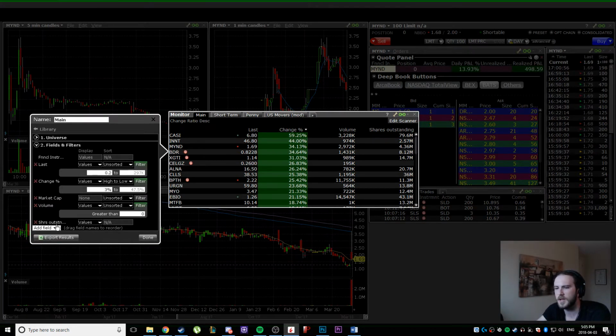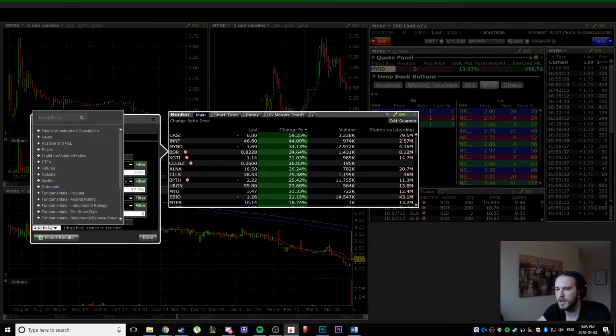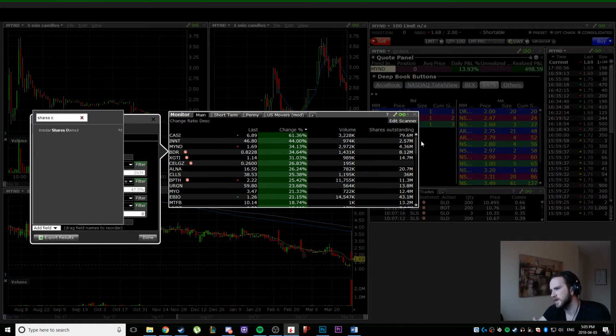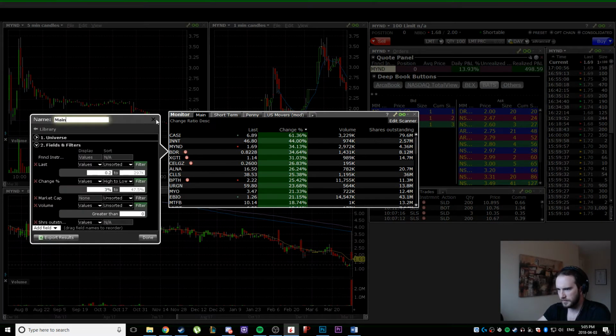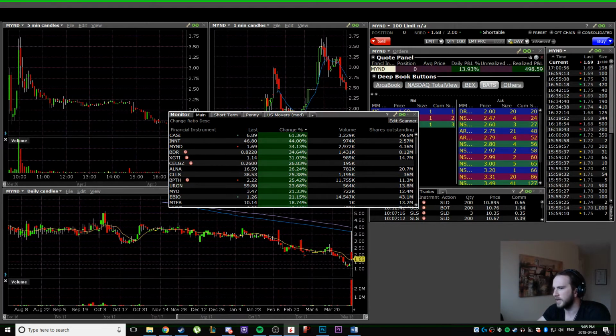Now, Interactive Brokers does not have float. If I type in float, they don't have it here. They just have shares outstanding and insider shares owned. I could add and subtract to figure out the float, but this is good enough for me. Something today, like MYND, was a big mover, and I see that the shares outstanding is 4.5 million, so the float is probably much lower than that, whether it's 1 million, 2 million, or 3 million. I don't really care. I just know that it's low enough that other traders are going to really like trading it.